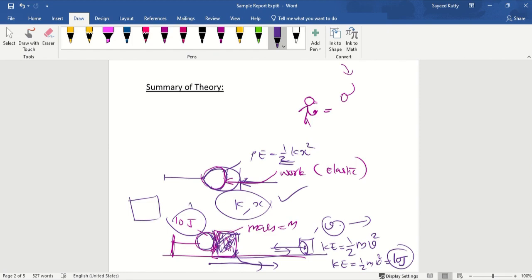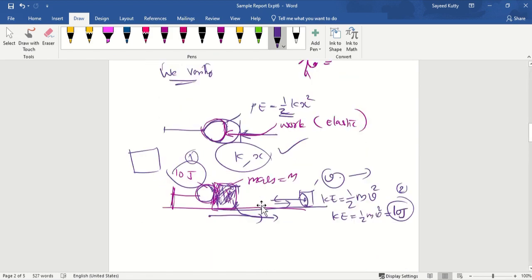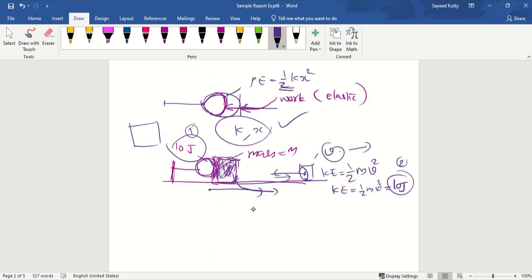If these two are equal, if you do the experiment and you see that both of them are equal, we can say we verify the law of conservation of energy. So that is our plan today. So what is our plan today? We are going to calculate the potential energy stored in the spring.